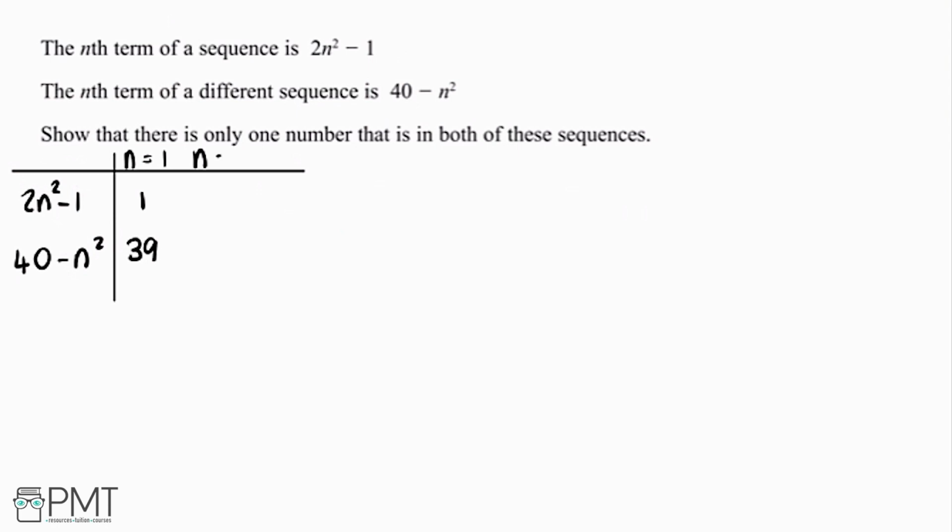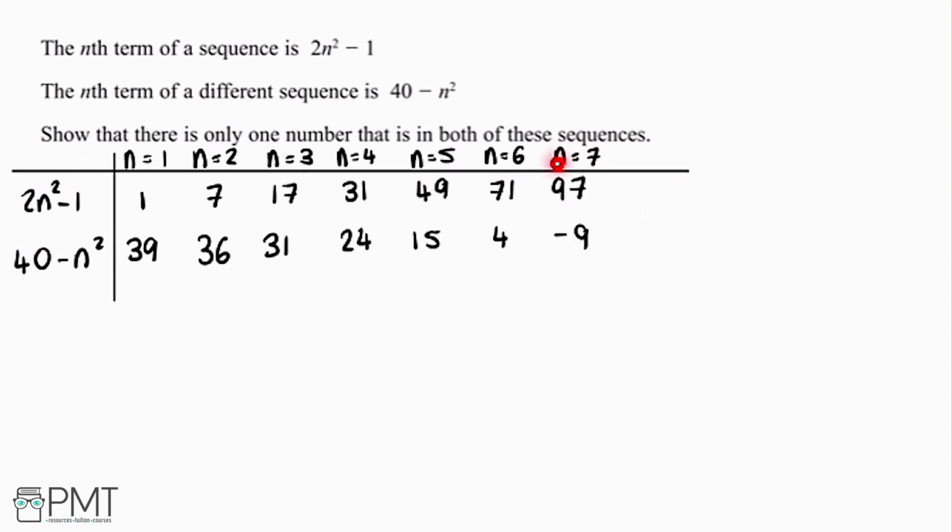Okay, so now n equals 2. So we're going to have 2 multiplied by 2 squared. That's 2 multiplied by 4, so 8 minus 1 is 7. And same for here, we're going to do 40 minus 2 squared, which is 40 minus 4, which is 36. Now using the same pattern of subbing them in, we're just going to carry that on for a little bit.